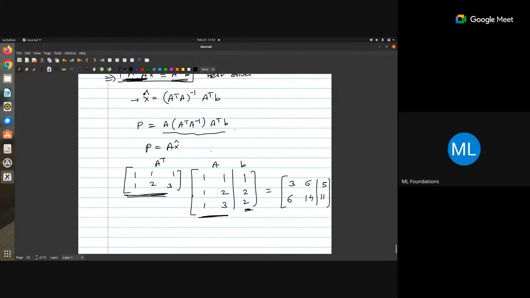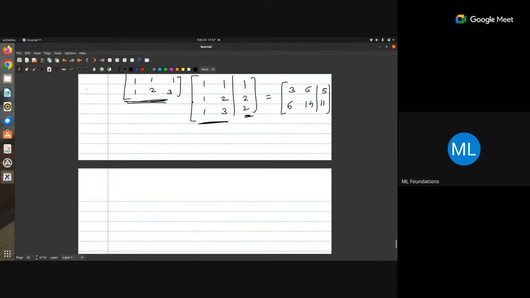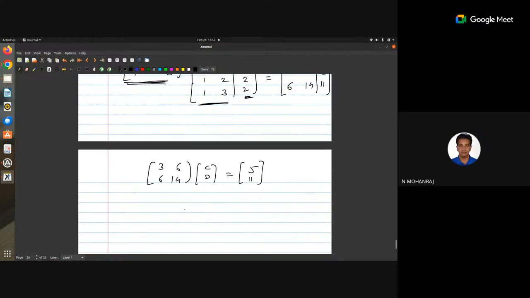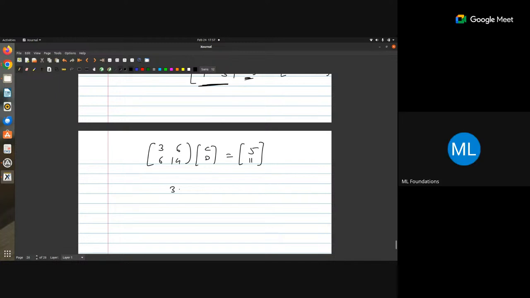This is the linear equation we have found out. So 3, 6, 6, 14, X hat is C, D, equals 5, 11. This is the equation you have found. So this is 3C plus 6D equals 5, equation 1. 6C plus 14D equals 11, equation 2.